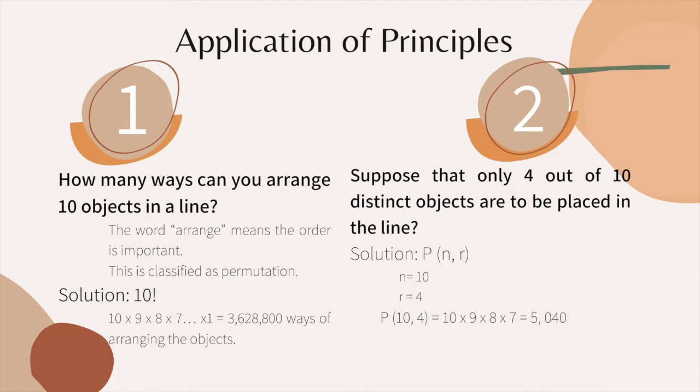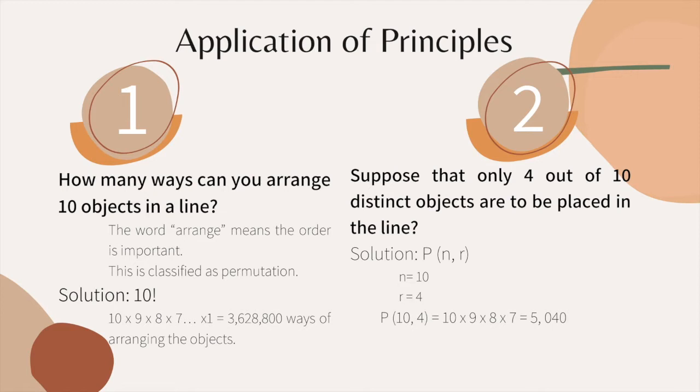Problem number 2. Suppose that only 4 out of 10 distinct objects are to be placed in the line. Here we will use the formula P(n, r), or the number of permutations of n things taken r at a time, where n is the number of things to choose from and we choose r of them. We have 10 choices of objects and we choose r of them. We only pick 4 of them. The first row has 10 possible choices.